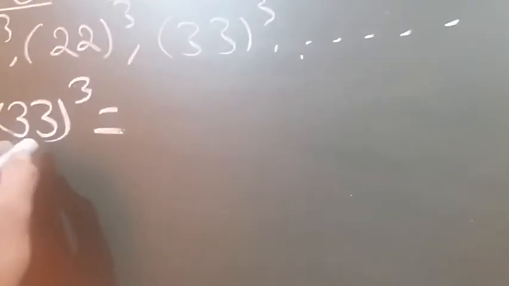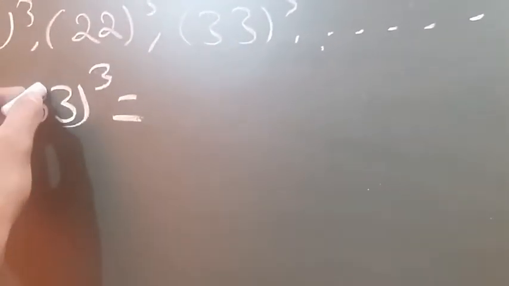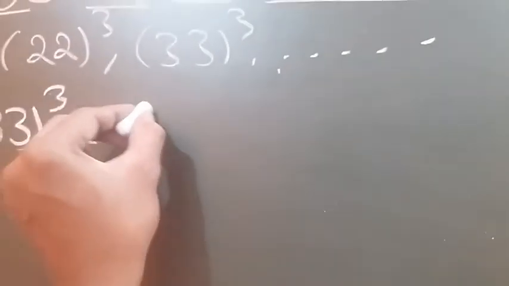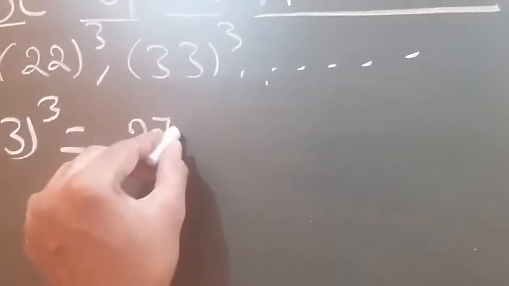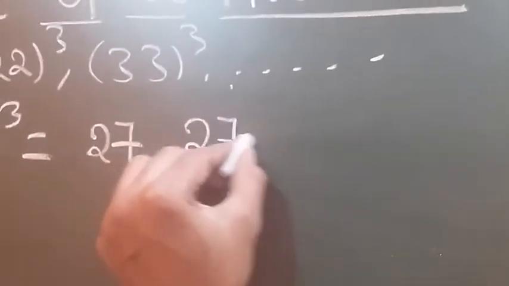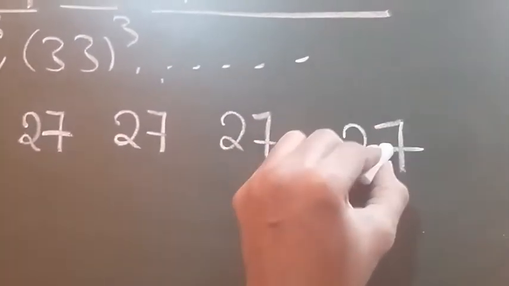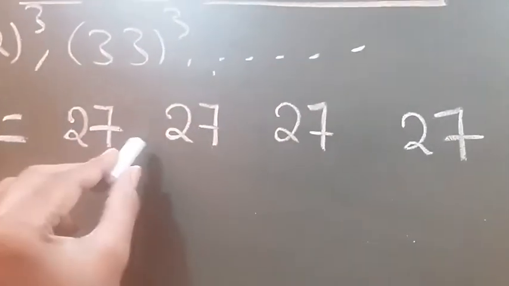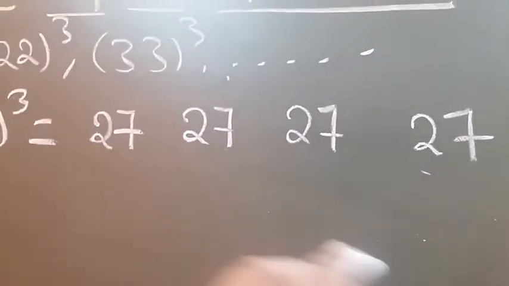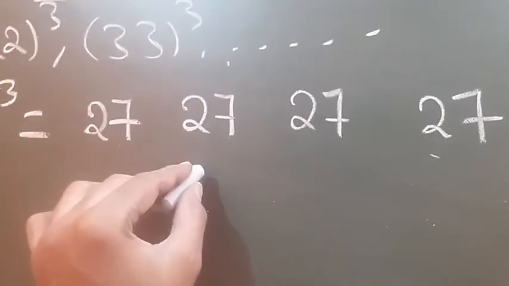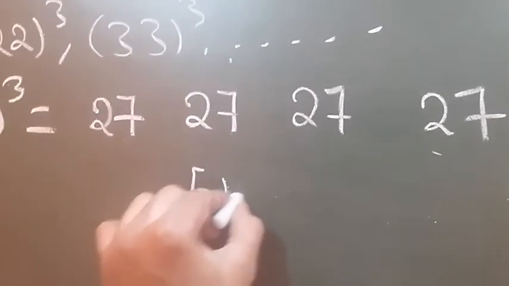First step of this method is cube the number 3. 3 3s are 9. 9 into 3, 27. Next, keep 27 four times. Use space so that you don't get confused. Now forget about the first and last digits. Now double the digits in the middle. 27 plus 27, how much? 54.